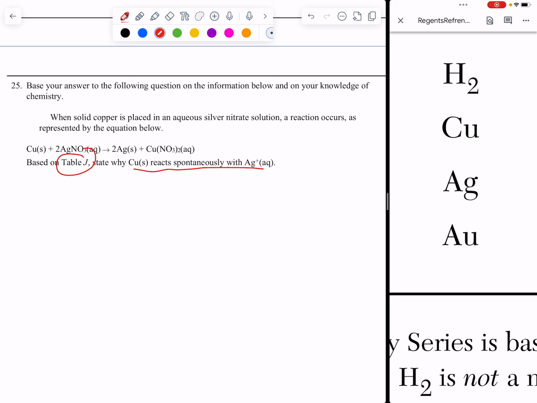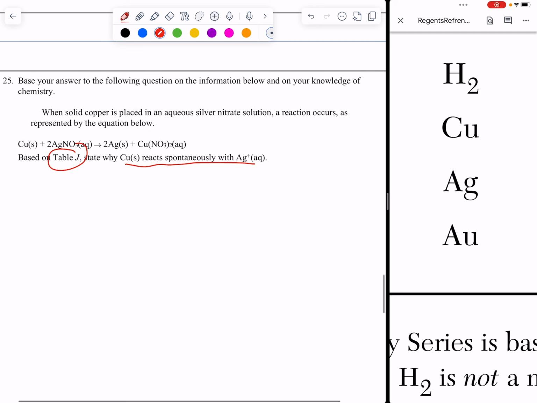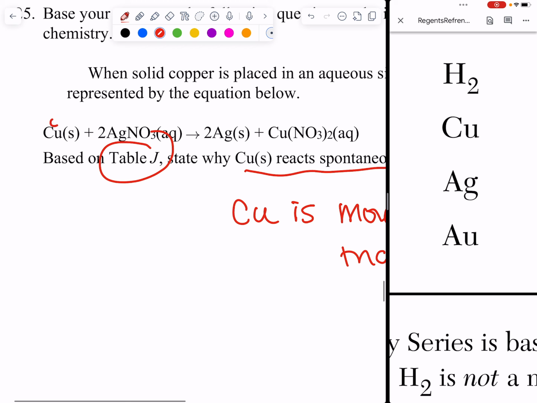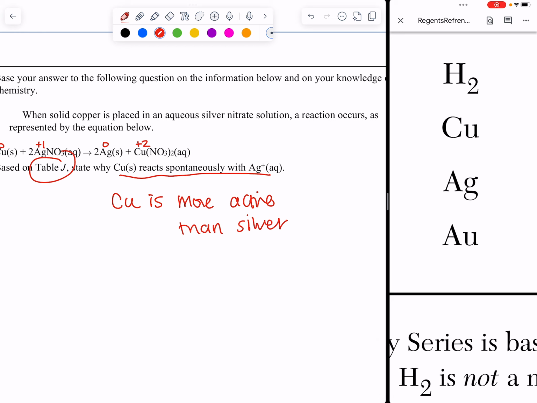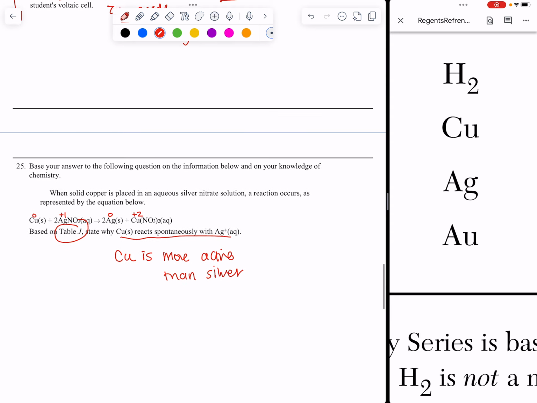So why is it spontaneous? It's because copper is more active than silver. That's it. And I can confirm copper is being oxidized because it's going from 0 to +2, and silver is being reduced. So yes, copper is being oxidized, yes, it is above Ag, and yes, the reaction is spontaneous. Copper is more active than silver, and that's the reason why.